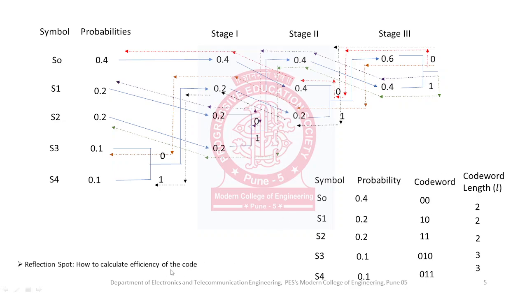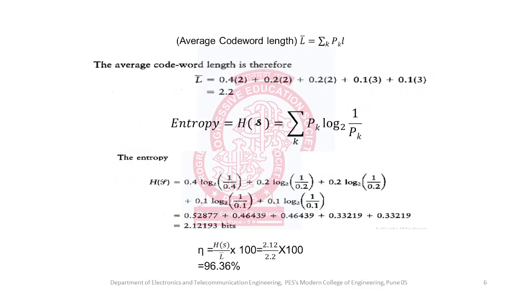Now the next step is to calculate the efficiency. Here we need to calculate the average code word length. Average code word length is denoted by capital L bar. Now here capital L bar is equal to summation over k of pk into lk, where k is the number of symbols, pk is the respective probability of the symbol, lk is the length of each code word. So L bar is calculated over here, which is equal to 2.2.